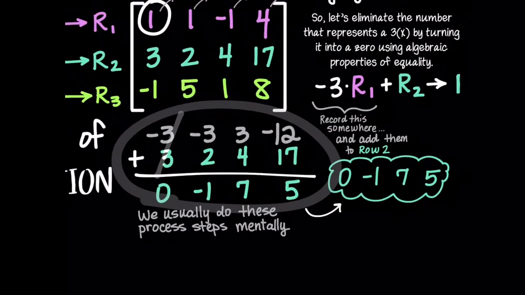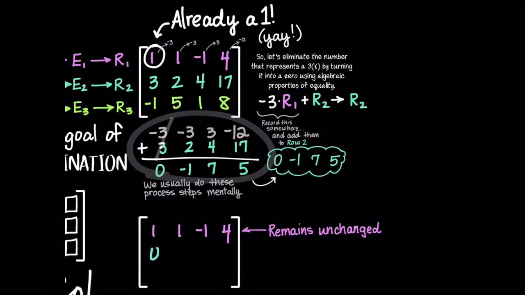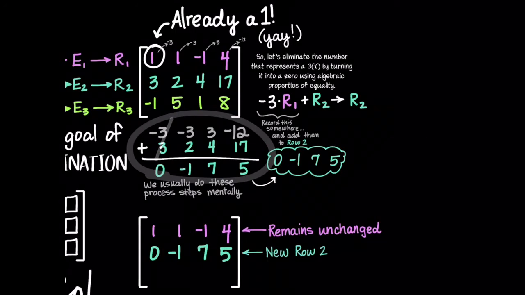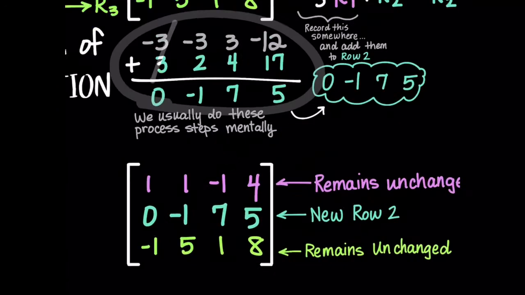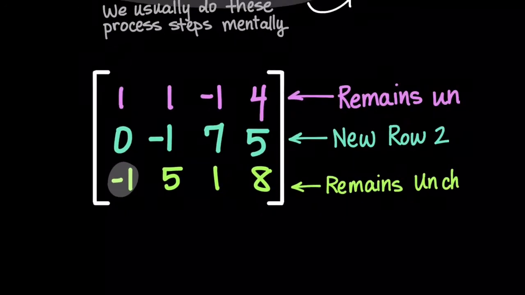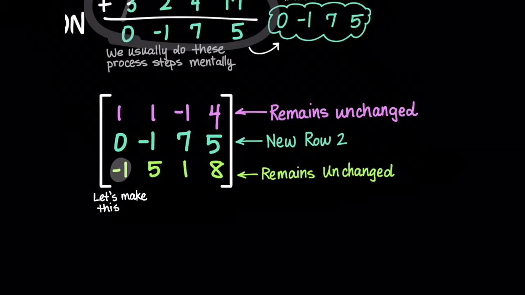Our next step is to rewrite the matrix with our new row 2. Row 1 remains unchanged. Our new row 2 is 0, negative 1, 7, and 5, and row 3 remains unchanged. Now we have a couple of different options, but I want to look at this left-hand corner. Let's make this negative 1 a 0.